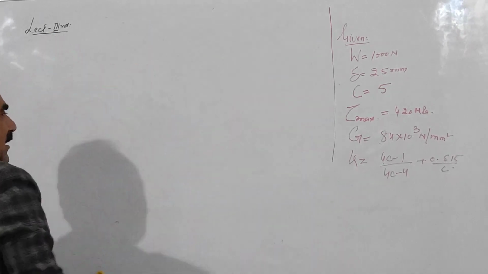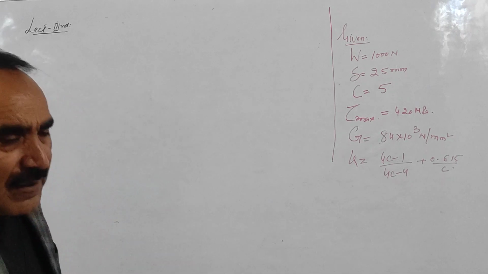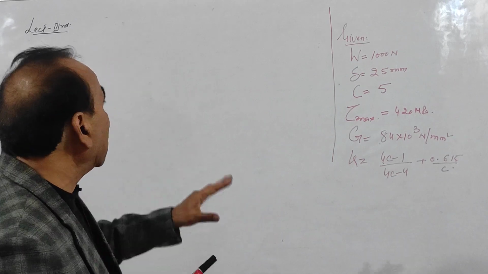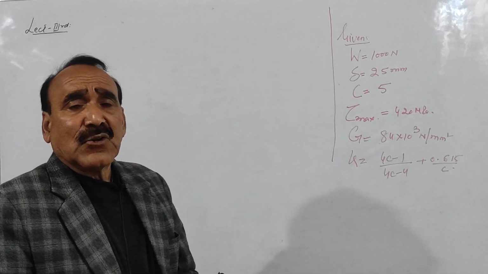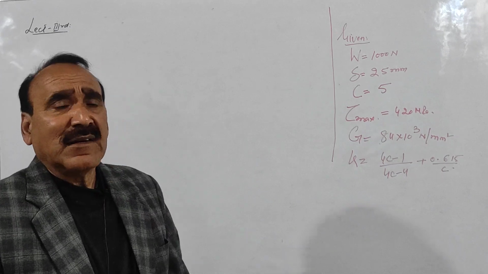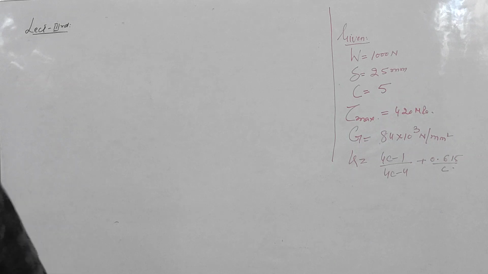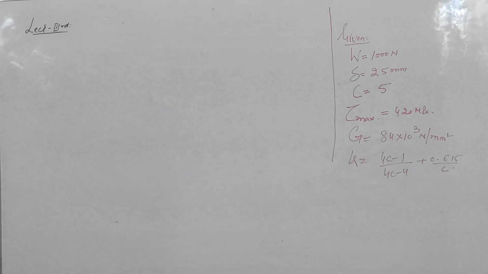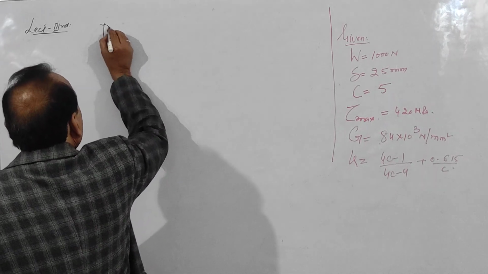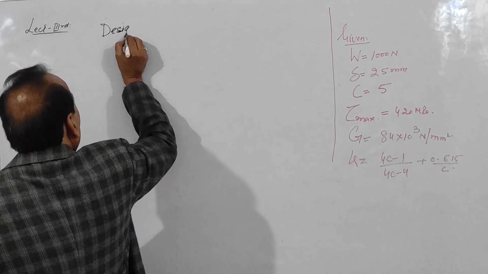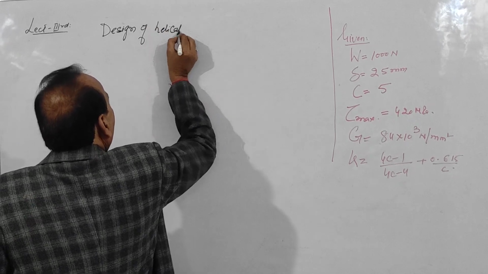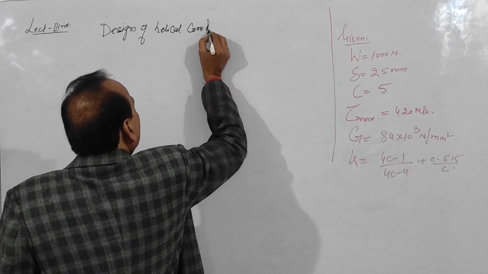देखिए सबसे पहले, what is our objective? हमारा ऑब्जेक्टिव क्या है? Because we have to design the helical compression spring. Right, हमें डिजाइन करना है. What we have to design? The helical spring. Design of helical compression spring. So this is design of helical compression spring.